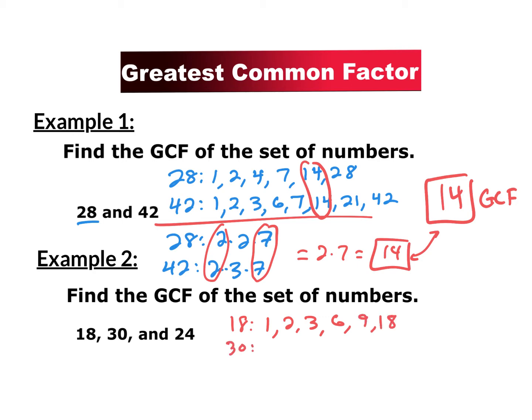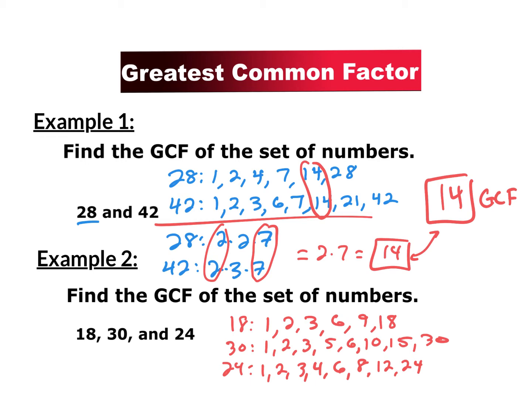If I list all the factors of 30, that's 1, 2, 3. It's not divisible by 4, but it is divisible by 5 and 6. Not 7, not 8, not 9, but it is divisible by 10. Also 15 and 30. And if I list all the factors of 24, that's 1, 2, 3, 4, 6. I know that 8 times 3, and then looks like 12 and 24.